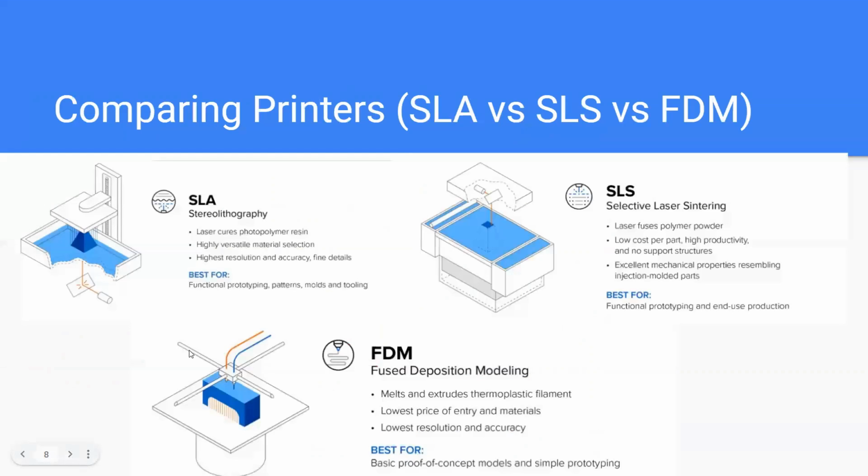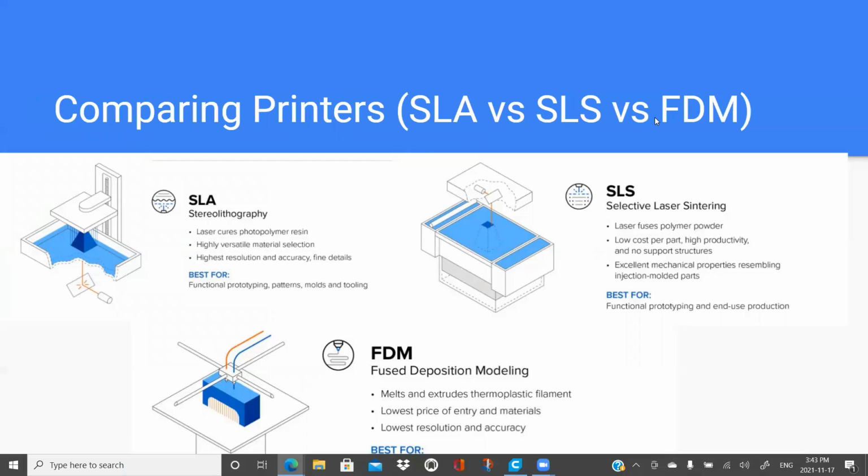So just one final comparison of when you might use them. You might use stereolithography for functional prototyping, if you have something that's got a lot of patterns, and if you're making molds or tools. FDM is kind of your, I guess, initial step in iterative 3D printing. It's for basic proof of concept, or simple prototyping. And SLS is for functional prototyping and end-use production. So that would be your final step if you were creating a fully 3D printed product.